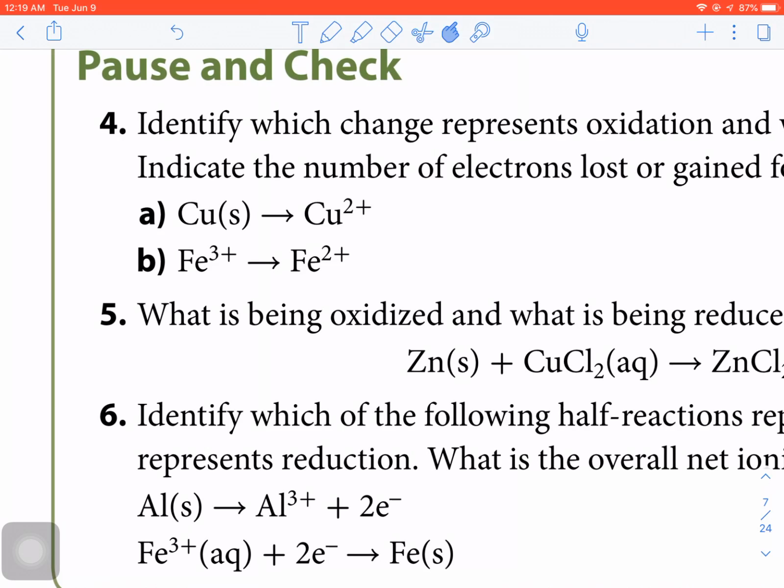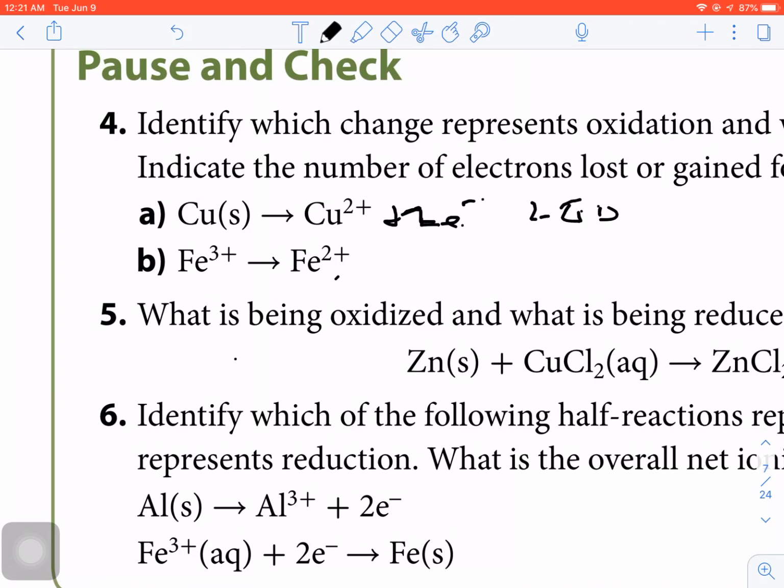So I've got to get rid of the 2 pluses, so I'm going to add 2 electrons to the right, which means the copper is becoming an ion plus 2 electrons. It is giving up its electrons. So there's oxidation.